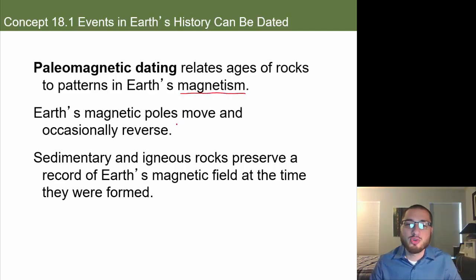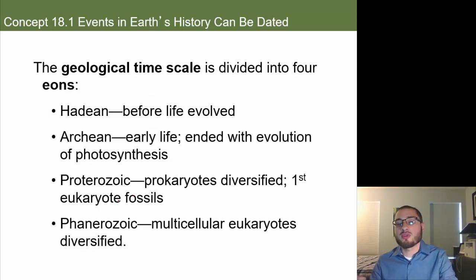So Earth's magnetic poles move and occasionally reverse, and rocks preserve a record of Earth's magnetic field at the time that they were formed. So we can use that also as a way of dating rocks or the fossils that are within rocks.